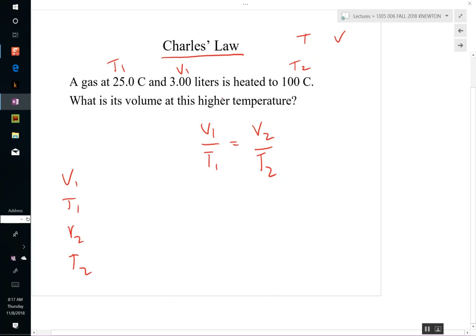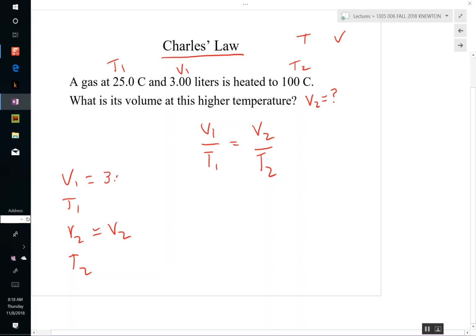What is the volume at this higher temperature? Okay, what is this volume? So that is our unknown, right? You have to understand English. You have to be fairly good with English as you're reading these problems. You need to know what is a past tense verb and a present tense verb so that you know, oh, this is talking about at the start, this is talking about later. It's heated to 100 degrees C.